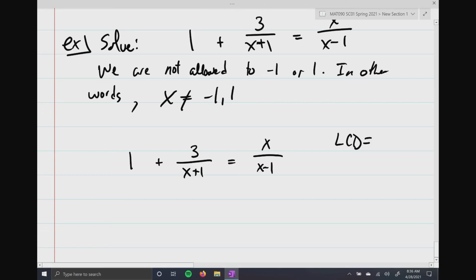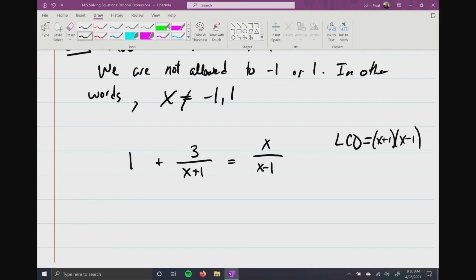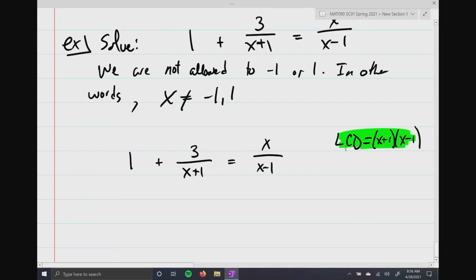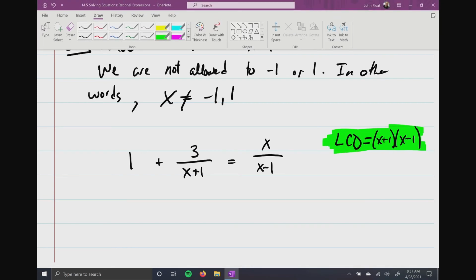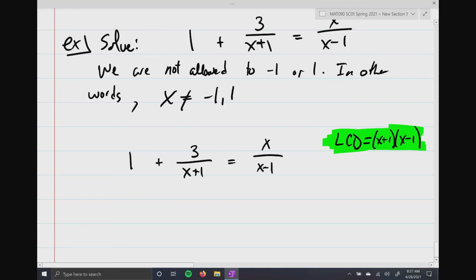And the only way to do that is to multiply by the LCD, which is going to be (x+1) times (x-1). That's it. Okay? So now I'm going to multiply every single term by the LCD. Are there any questions with that? Like, are there any questions with how did I get it? Are there any questions with how am I going to use it?